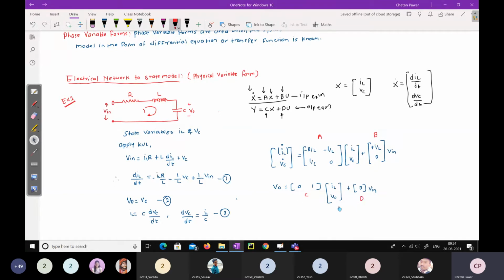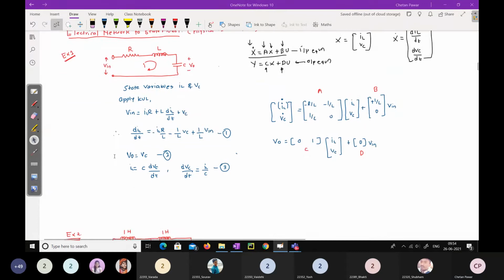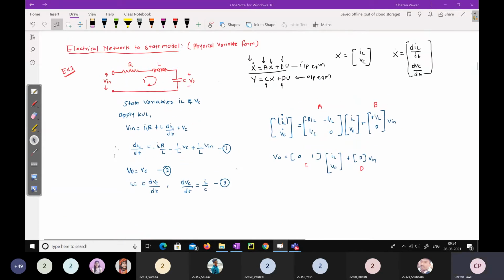Okay. So this way, you can apply KVL to an electrical circuit and represent it. First thing is that you need to identify the state variables. And second thing is that you apply KVL and arrange in the form of these particular equations. When you get practice, it will get easy. Any doubt here?